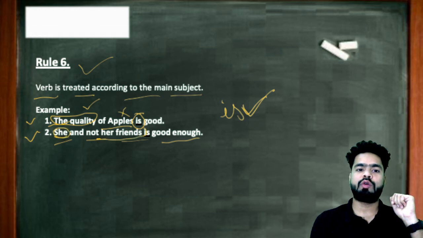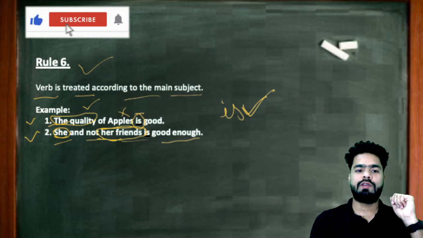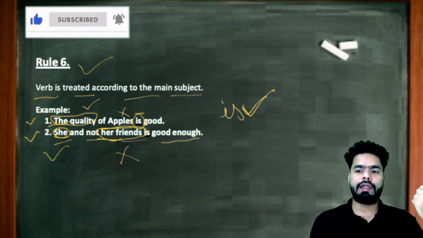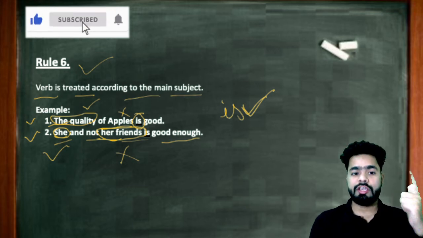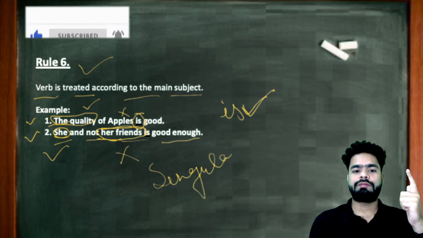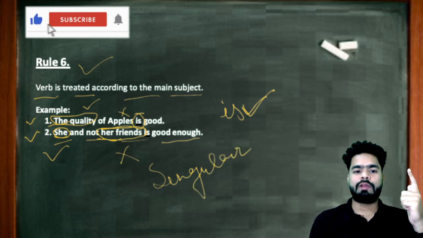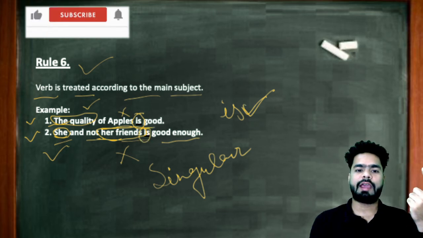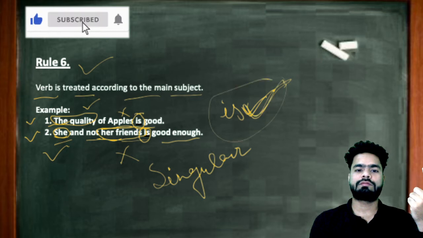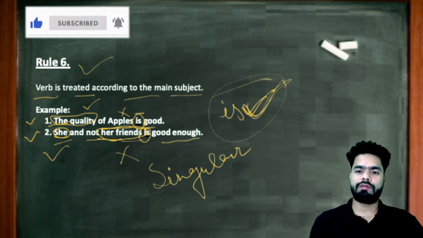"She and not her friends is good enough." This means we are talking about she, not her friends. We have to ignore her friends. We have to see that our subject is she, and because she is singular, our subject is singular. In this case we will use a singular verb, which is again "is" here. Clear? This is how we will solve this kind of question.